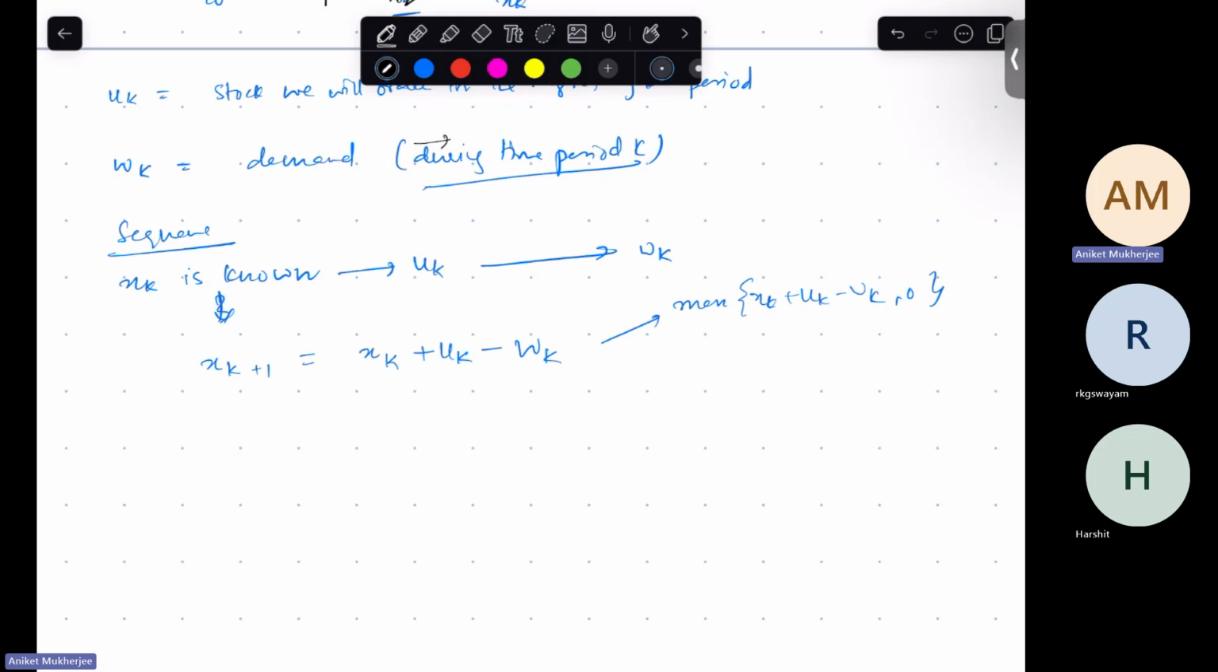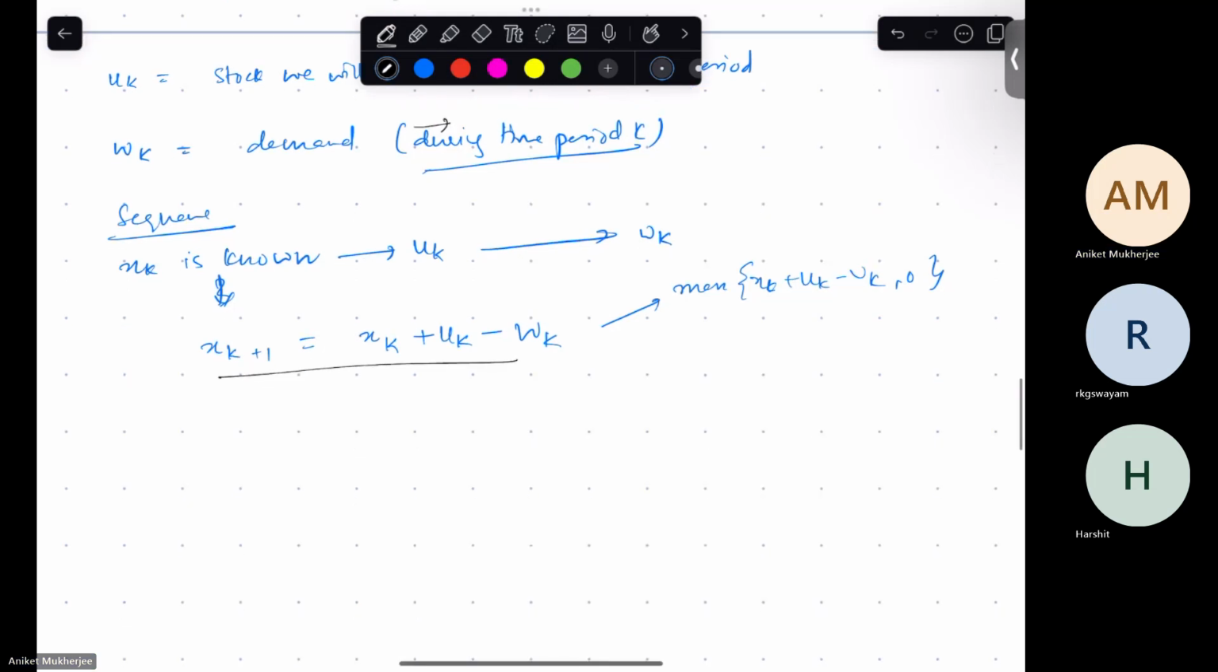Okay, so I hope this is clear. This is your dynamics. This is how your state evolves each and every time. There is randomness in the state. You don't know everything about the system. There's randomness from this wk. Okay. Cost function.